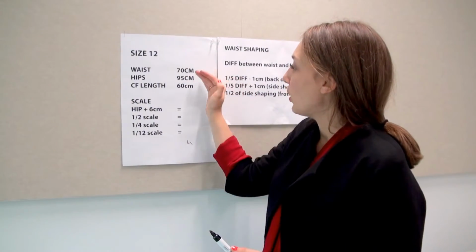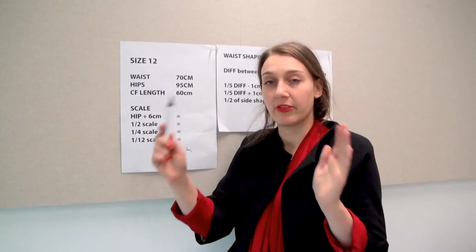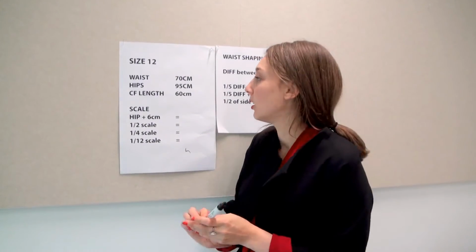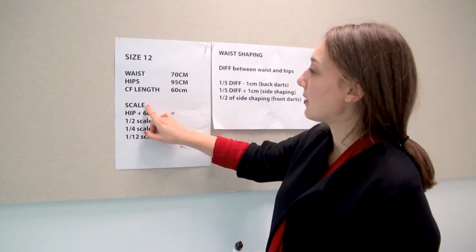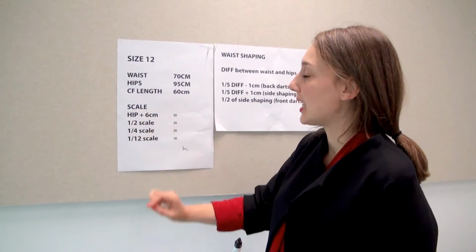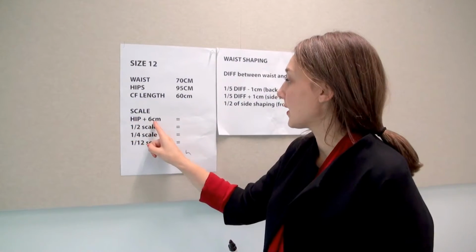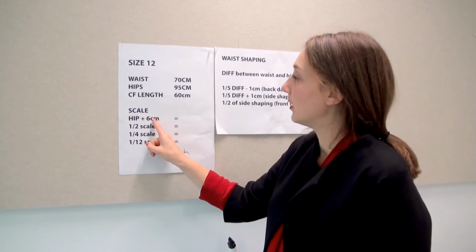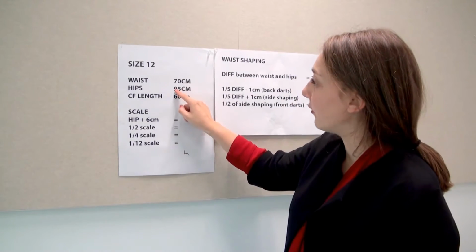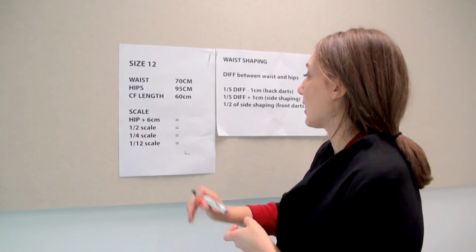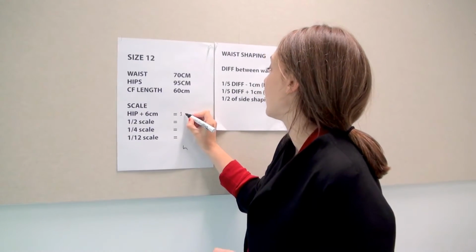What we use to draft blocks is something called a scale. The scale is essentially the governing proportion from which all other measurements are derived. In the case of the skirt block, the scale is equal to the hip measurement plus 6 centimetres. Our hip is 95, so if we add 6 to that measurement, that gives us 101 centimetres.